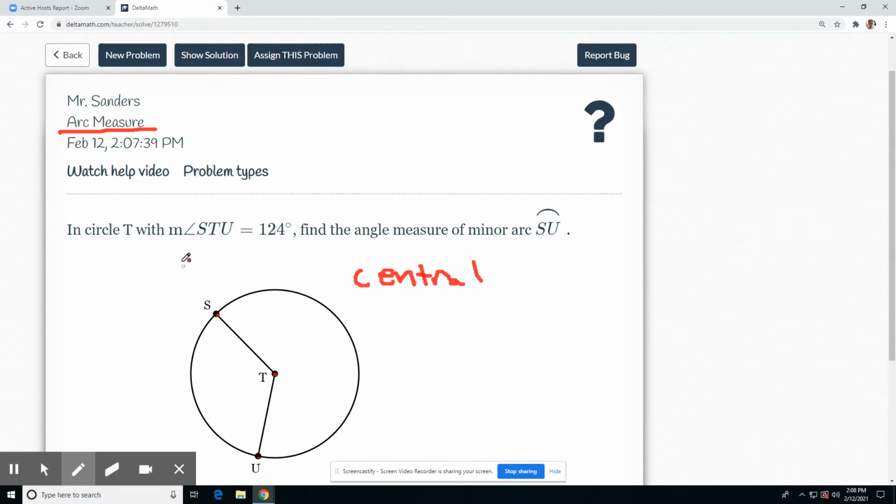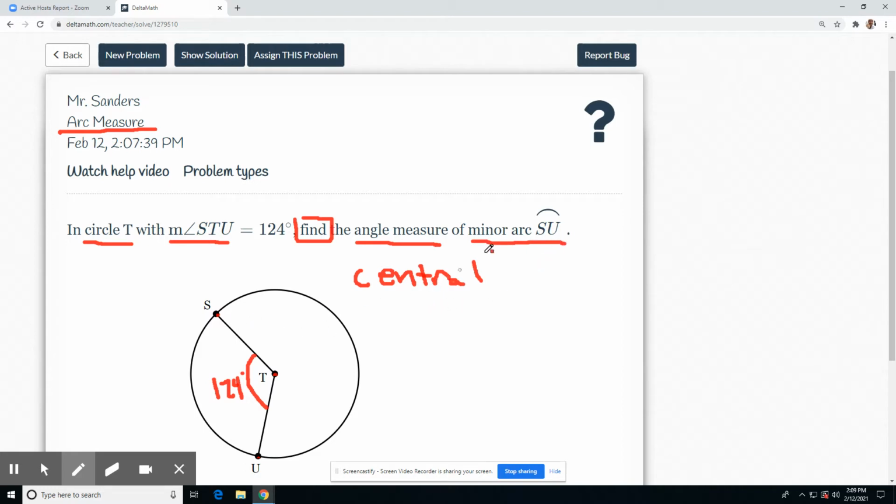All right, and we would just go ahead and use the information from the problem and any formulas that we might need and apply them. In this circle T, defined by the letter in the middle, with measure of STU, this measure right here is 124 degrees. Funny how sometimes they have the measure with the degree or without the degree. That's fine. Find the angle measure. So they're asking us to find the angle measure of the minor arc SU.